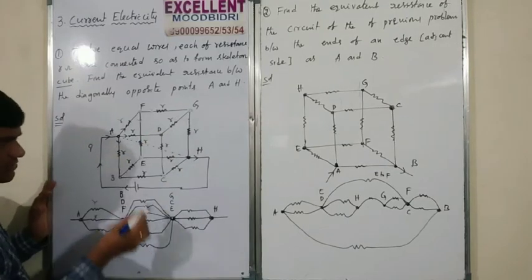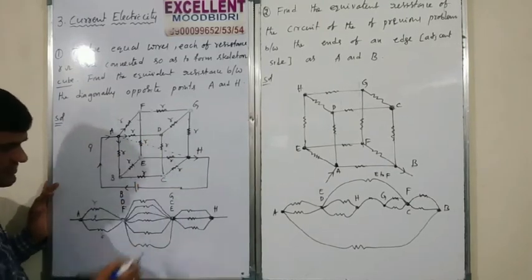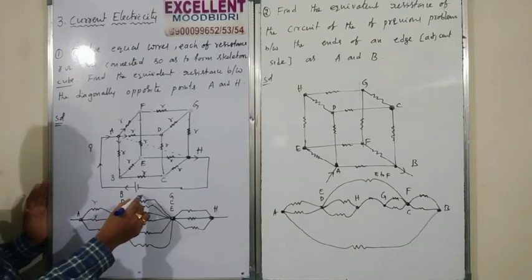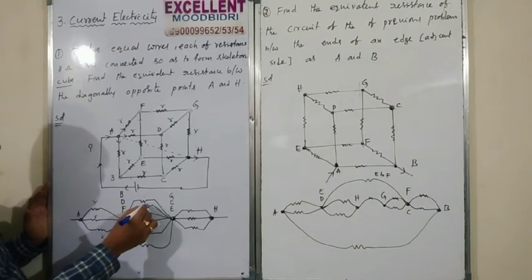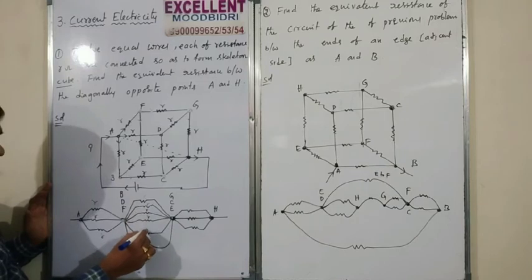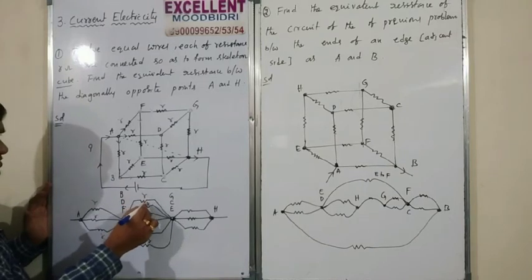D2G, D2G and D2C. Correct? All are having resistance is how much? Smaller and smaller only. Resistance is same only. Correct?